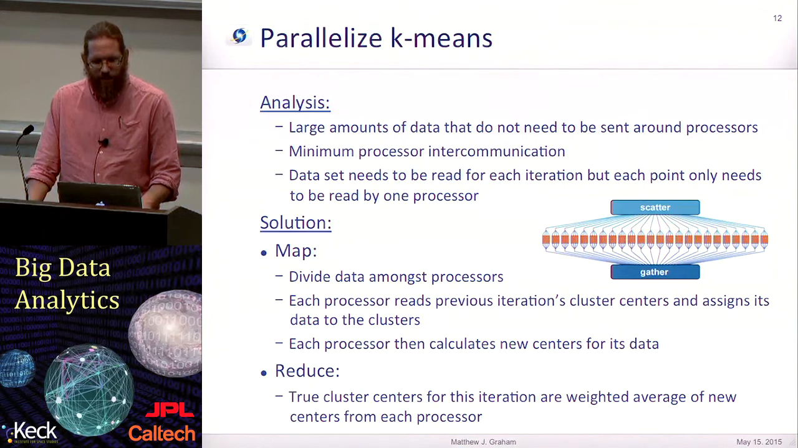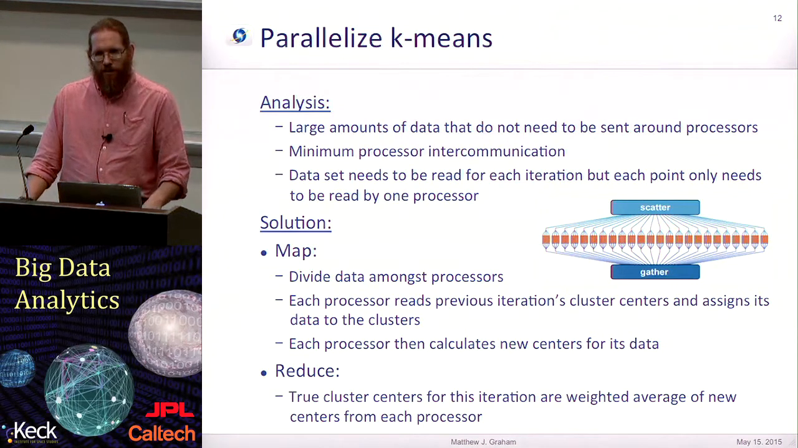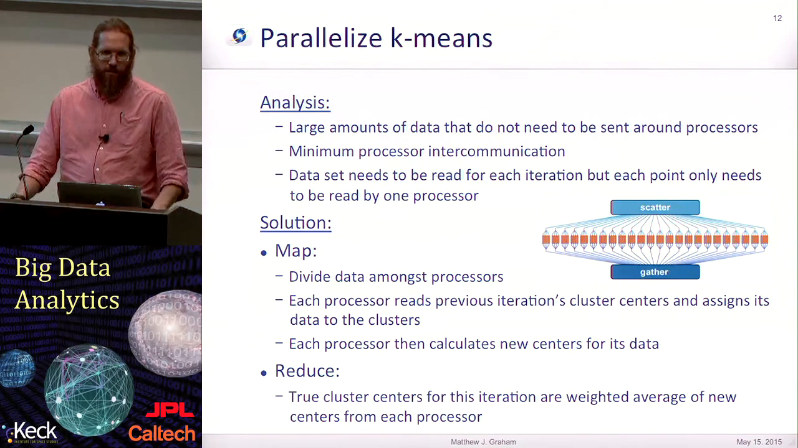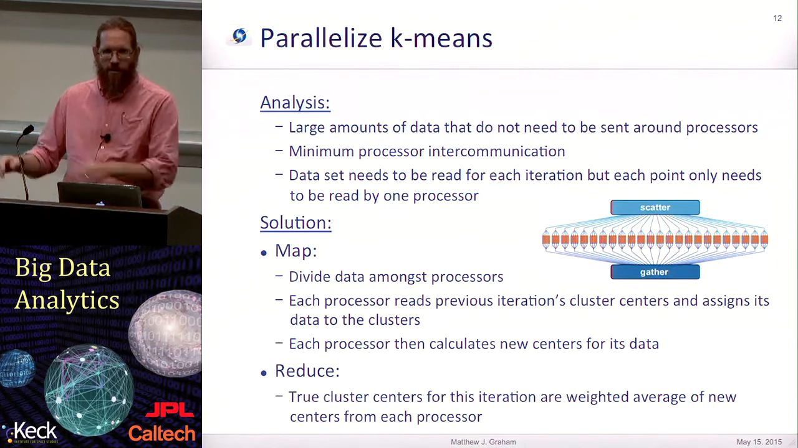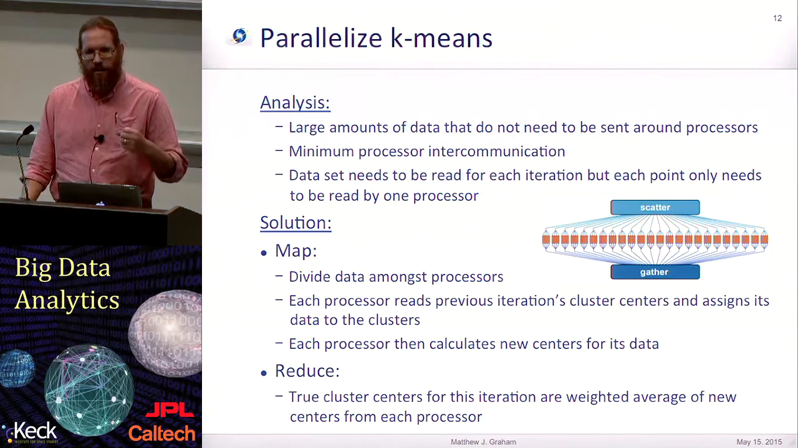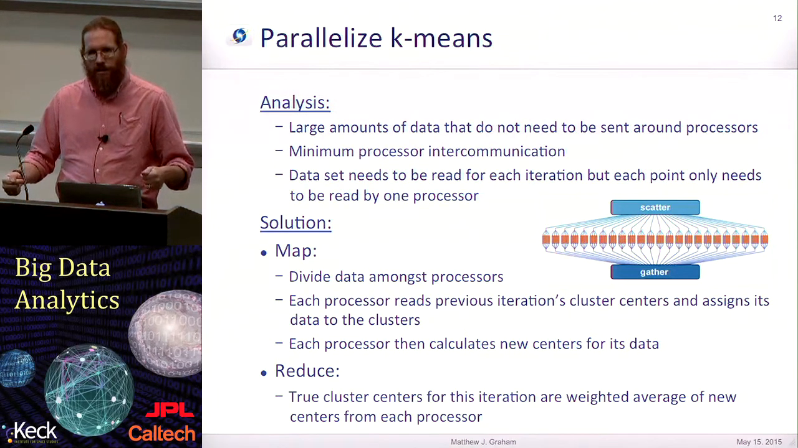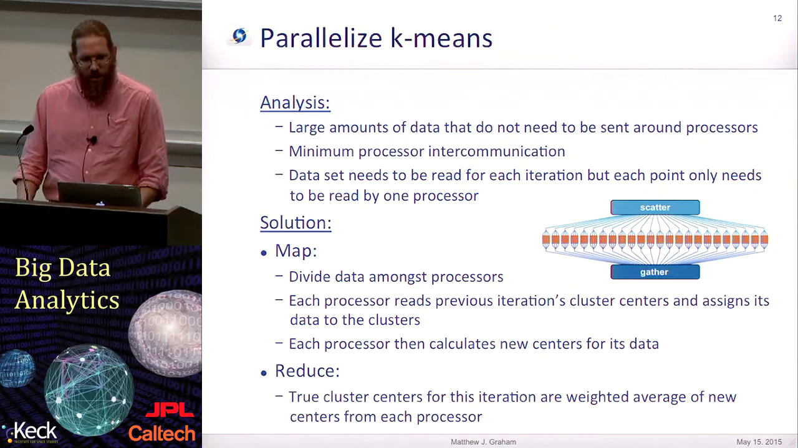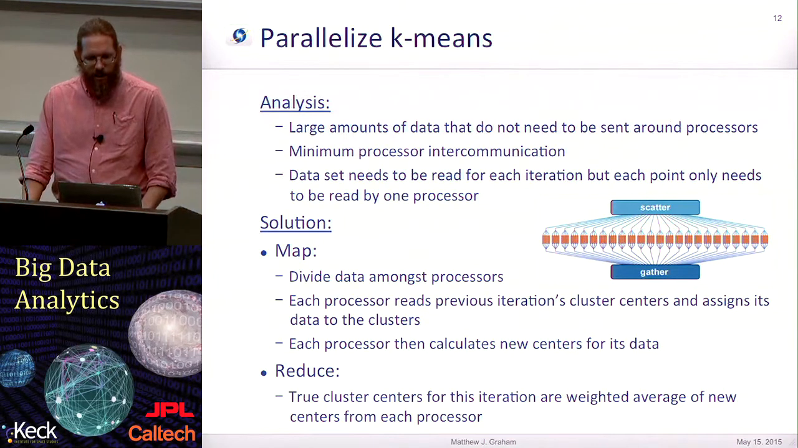and the data set needs to be read by each iteration, but each point actually would only need to be read by one processor. So if you've got 1,000 processors working on this, you can divide the data up into 1,000 subsamples, and though you're going to read that whole data set for each iteration that those 1,000 cores are going to carry out, you will actually only need each data point to be read by one processor, not across. So in terms of parallelization, essentially which is MapReduce in this case, you divide the data amongst the processors.